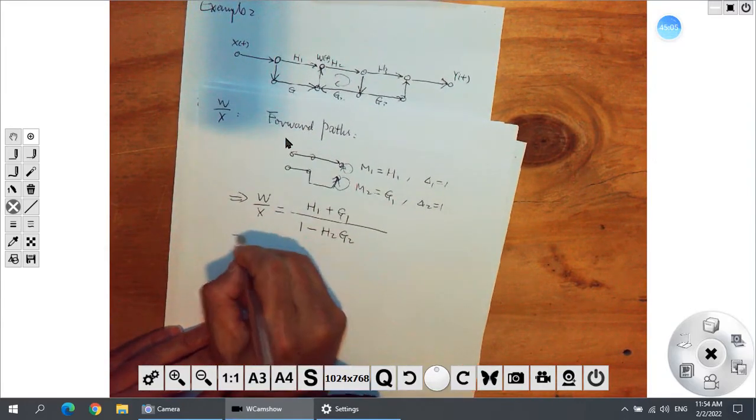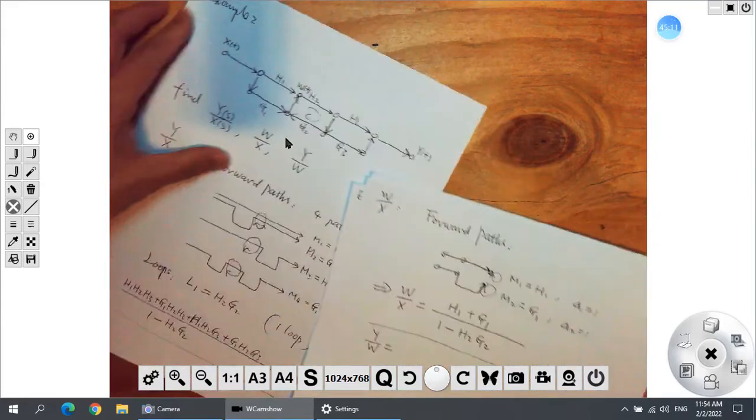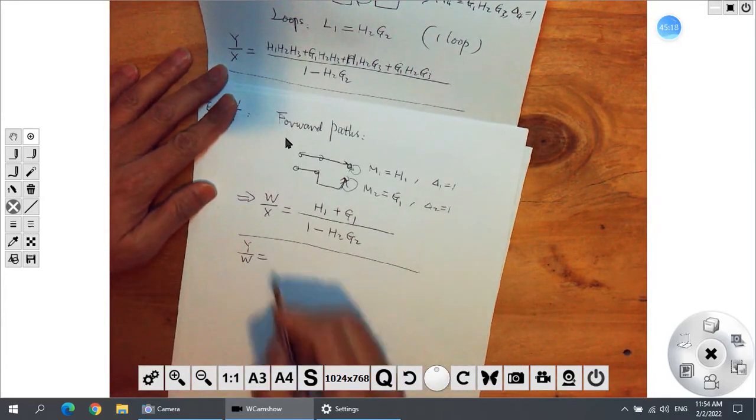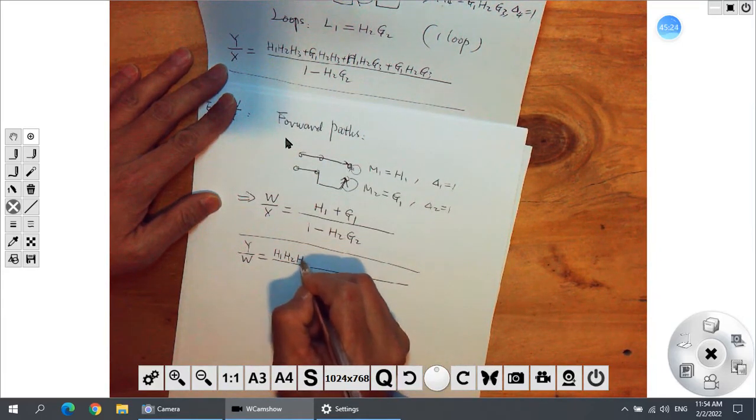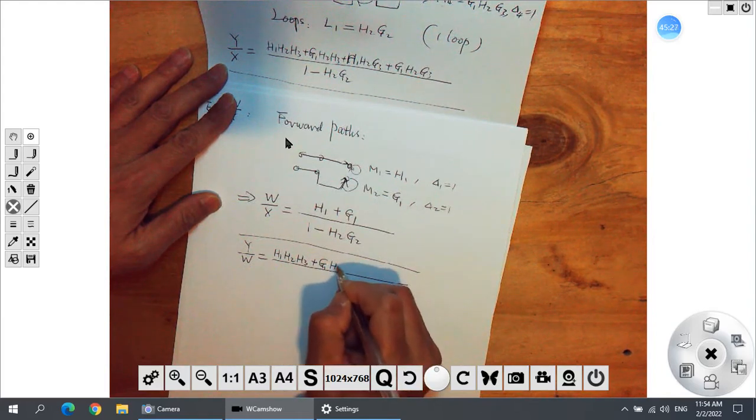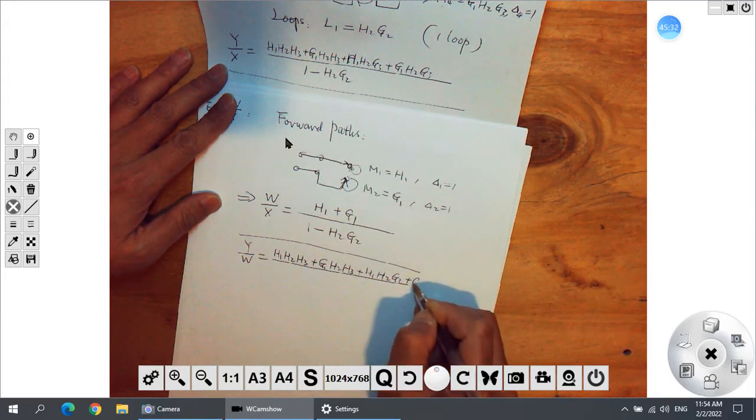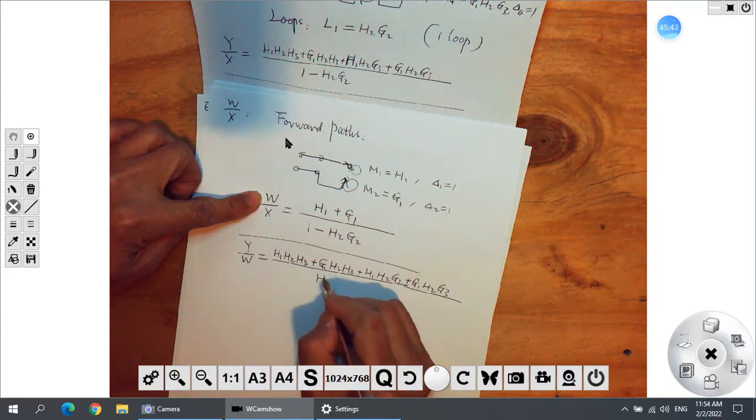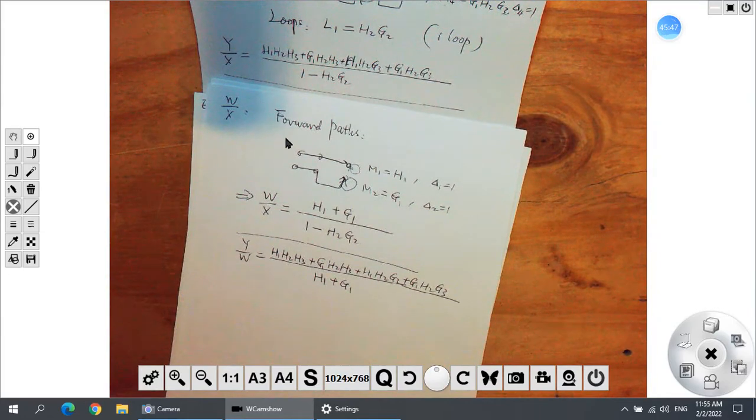And then we want to have Y over W. We just Y over W, right? They have the same denominator, so just use the numerator. Y has a numerator here. This one, H1, H2, H3 plus G1, H2, H3 plus H1, H2, G3 plus G1, H2, G3. This is the numerator of Y. And the numerator of W over X is H1 plus G1. Alright, we have our answer.